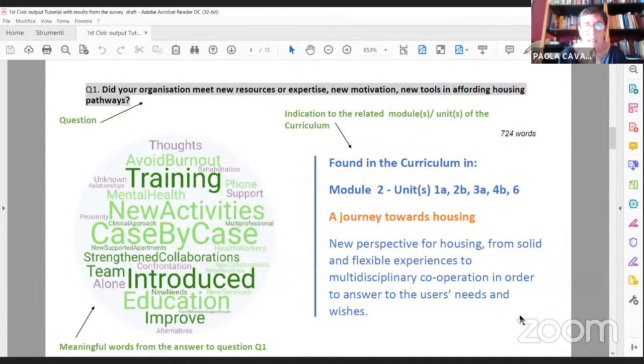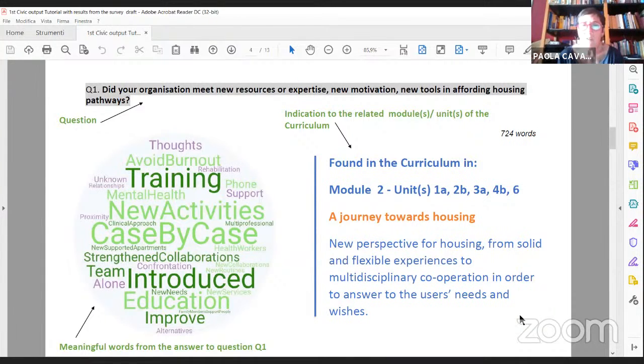Okay, and in these answers we found avoid burnout, rehabilitation, unknown relationships, training, phone support. They are evocative, important words, emotional words that well define the answers you have given. From this, we can bridge to the curriculum if we want to train people on these subjects.